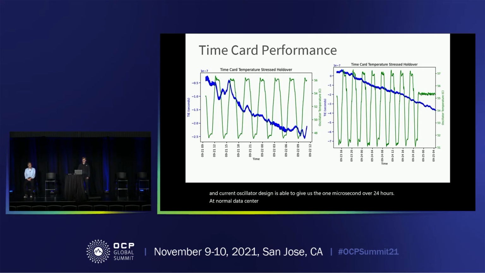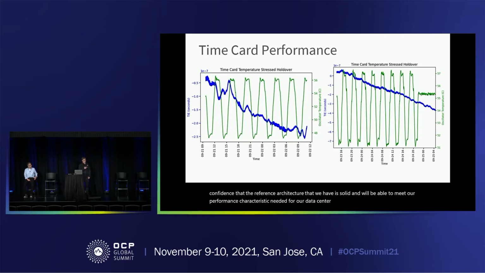Because obviously in a normal data center, we're not going to be cycling 15 degrees up and down every 2 hours. So these kinds of tests gave us high confidence that the reference architecture that we have is solid and will be able to meet our performance characteristics needed for our data center deployment.